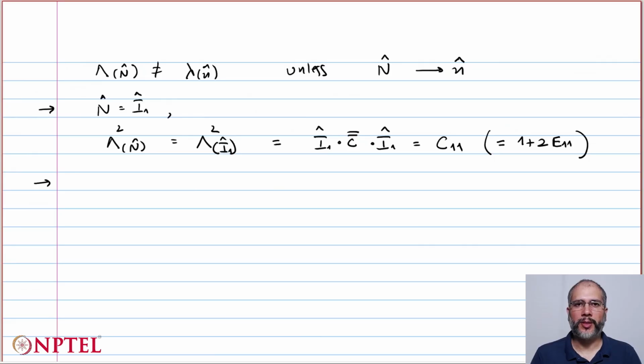So what we see is that the diagonal terms of the C tensor, that is the Green's deformation tensor, denote the square of the stretches in the coordinate directions in the material coordinates.